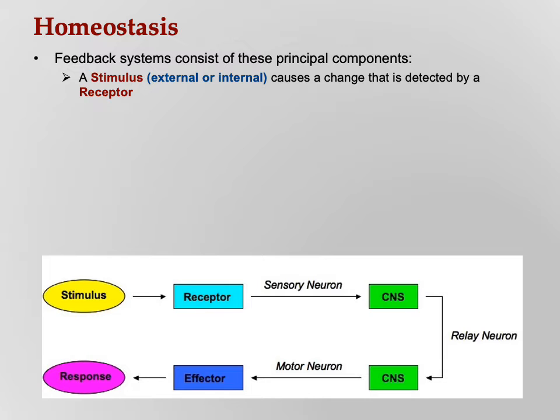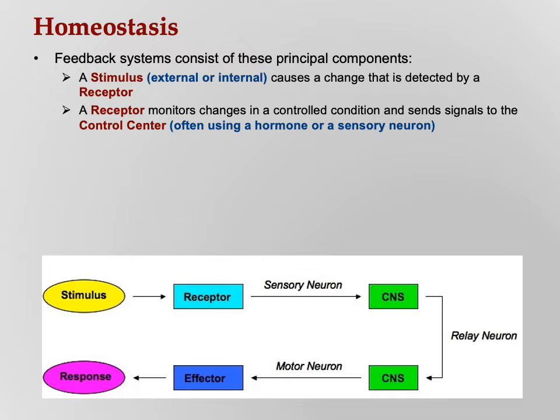You have lots of receptors in your body. Your body doesn't know what's going on unless there are receptors for it. So you have receptors for pain. You have receptors for temperature. A very important part of your brain, the hypothalamus, has receptors for lots of things. Blood glucose, osmotic pressure, and so on. You have to have a receptor in order to know what's going on. The receptor is going to monitor changes and send signals to a control center. Now the signal is going to be sent pretty much always using either a hormone or a nerve impulse.